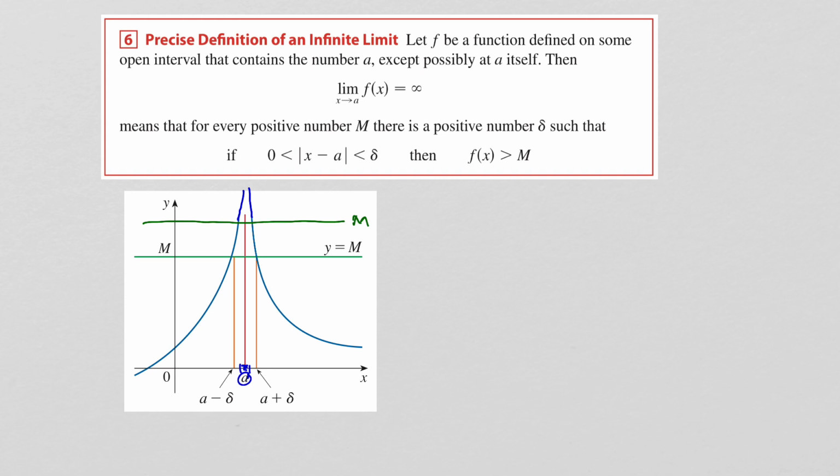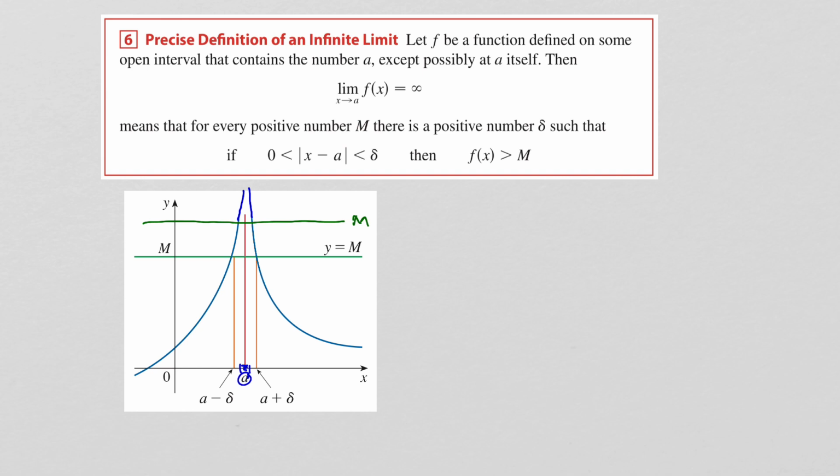So that is what this precise definition says. It says the limit of f of x is infinity means for any large positive number m, there is a number delta such that if the distance between x and a is less than delta, in other words, if x is very close to a, then f of x is going to be larger than that large number that you started with.